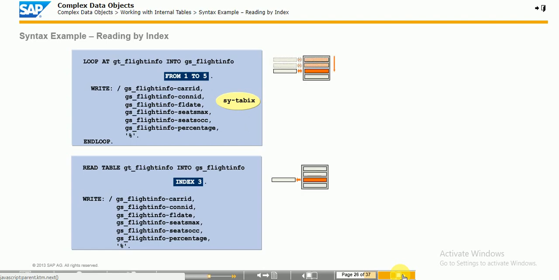In the syntax examples, outputting an internal table row by row and reading by index, an index is used. This is only possible with index tables such as standard and sorted.